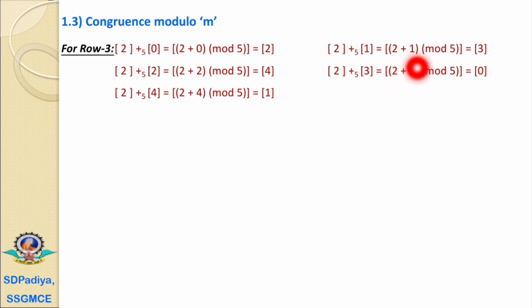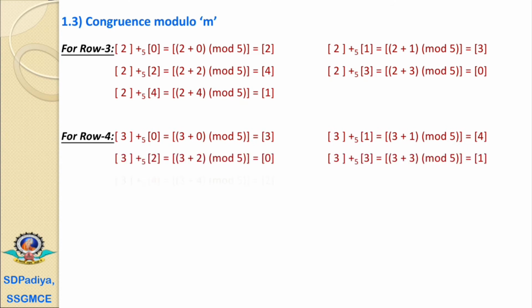For the third row, when i is equal to 2, then 2 plus 0, 2, 2 mod 5, 2, 2 plus 1, 3, 3 mod 5, 3, 2 plus 2, 4, 4 mod 5, 4, 2 plus 3, 5, 5 mod 5, 0, 2 plus 4, 6, 6 mod 5 is equal to 1.